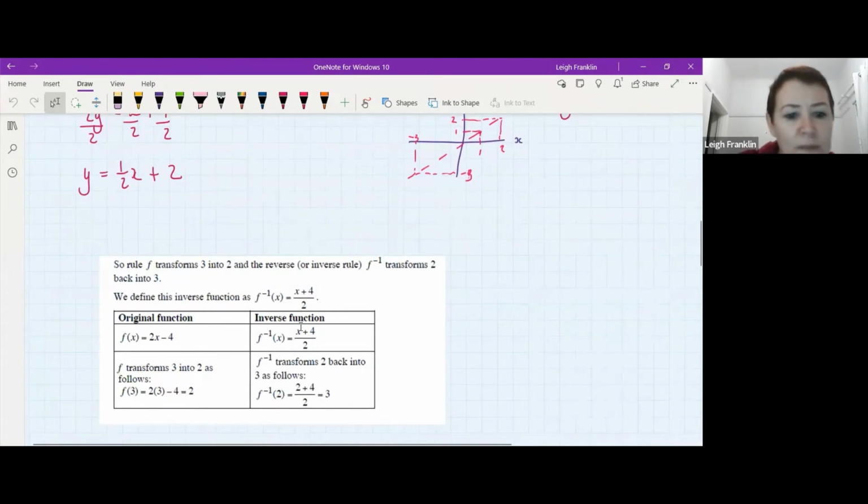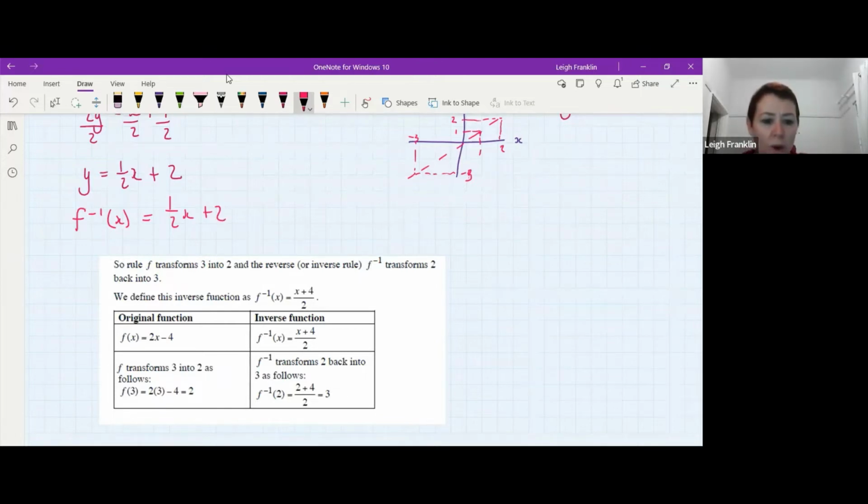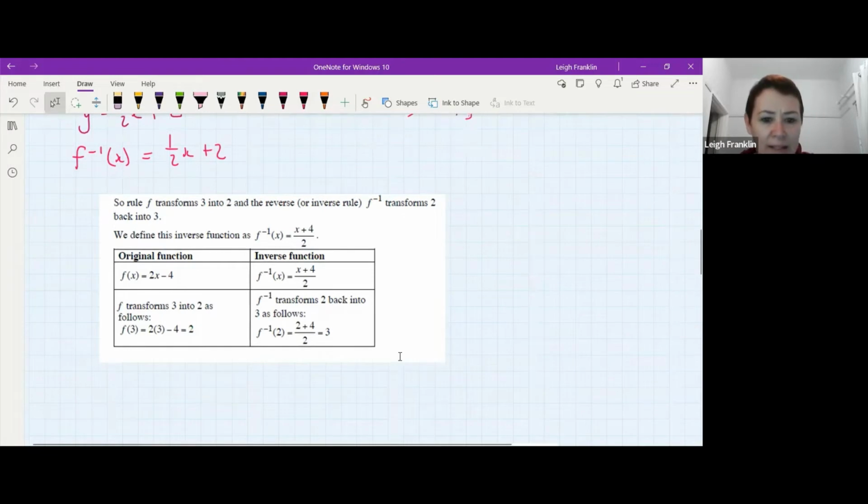And again, what they've done there is they've written it using the inverse notation. They've said, or we can write it as f to the power of minus 1, x equals 1 over 2x plus 2. What they've written here in the notes and what I've written is exactly the same thing. They've just put x plus 4 over 2, whereas I've just split it apart. So whether you keep it together or split it apart, it really doesn't matter.